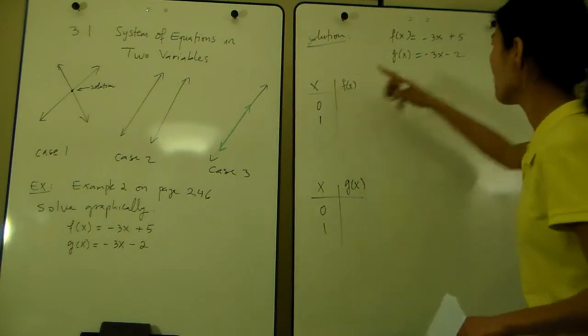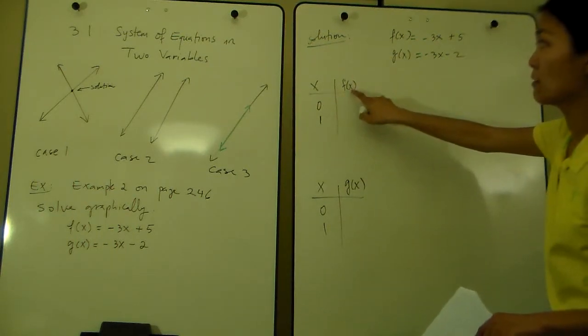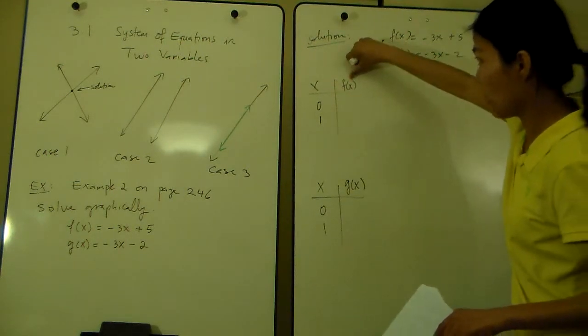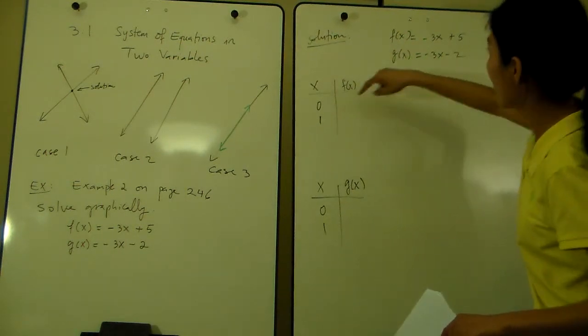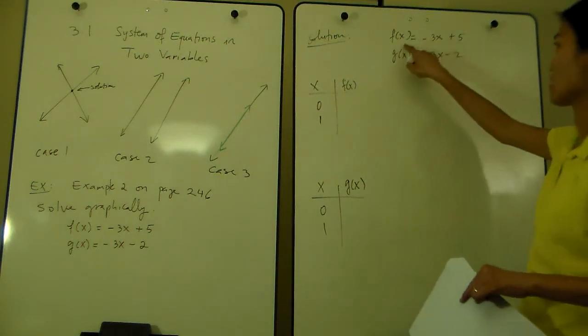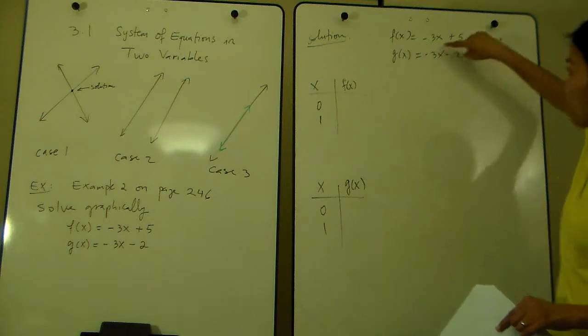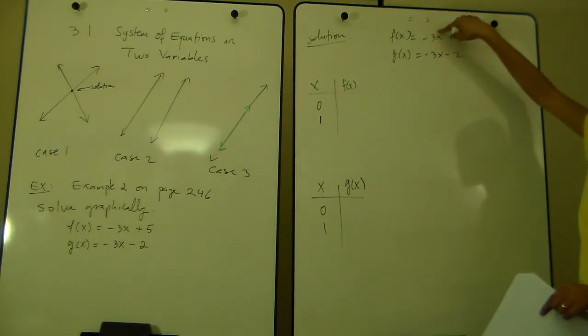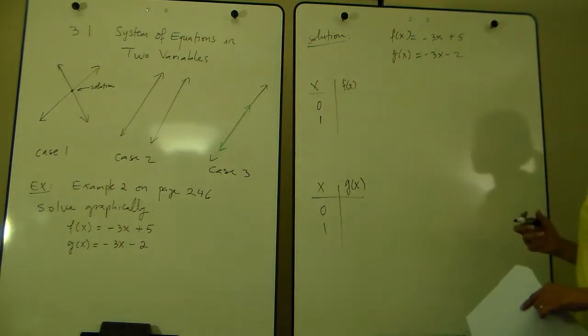When x is 0, you substitute into f of x, it becomes f of 0. So f of 0 means you replace all the x with 0. x appears right here, right? That means negative 3 times 0 is 0. 0 plus 5 is 5.